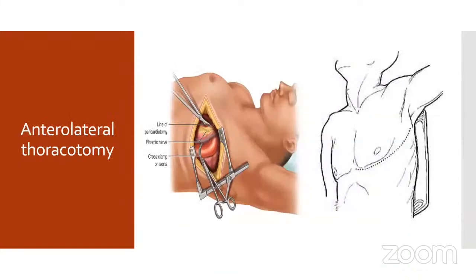The anterolateral thoracotomy: the right side of the heart can be exposed through the right anterolateral thoracotomy. The patient is positioned supine with the right chest elevated to around 30 degrees by putting a roll beneath the shoulder. With the lung retracted posteriorly, the pericardium can be opened just anterior to the right phrenic nerve and pulmonary hilum to expose the right and left atria.